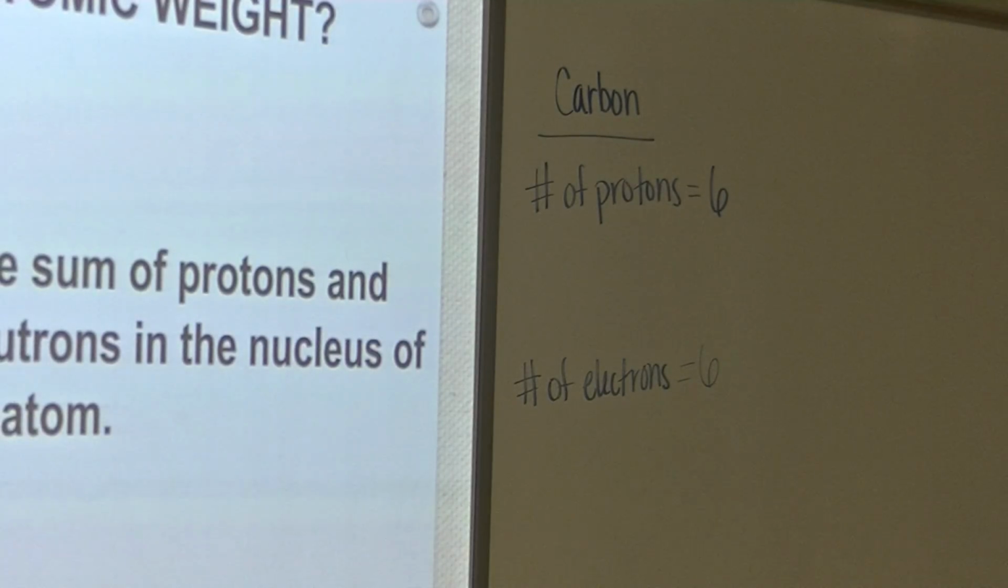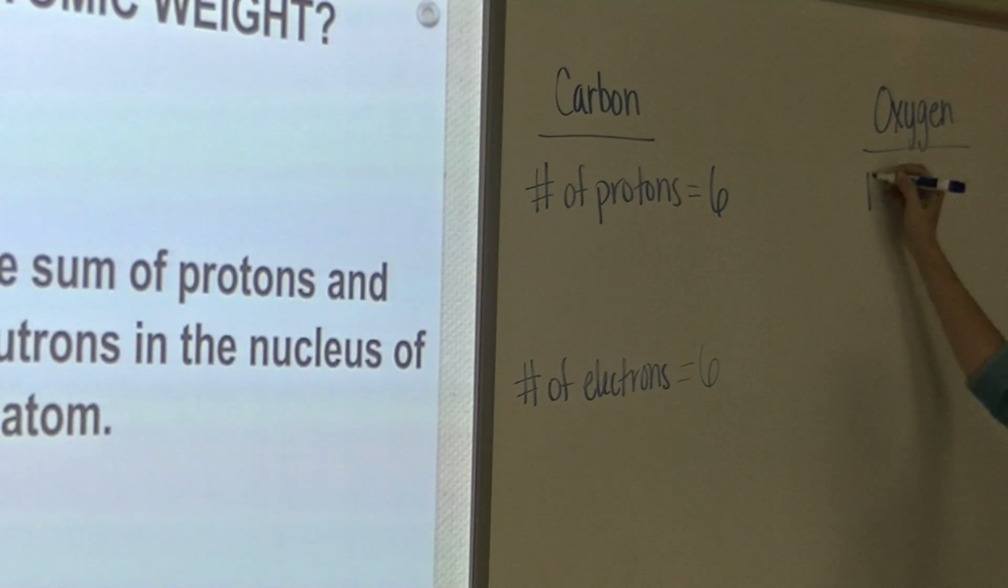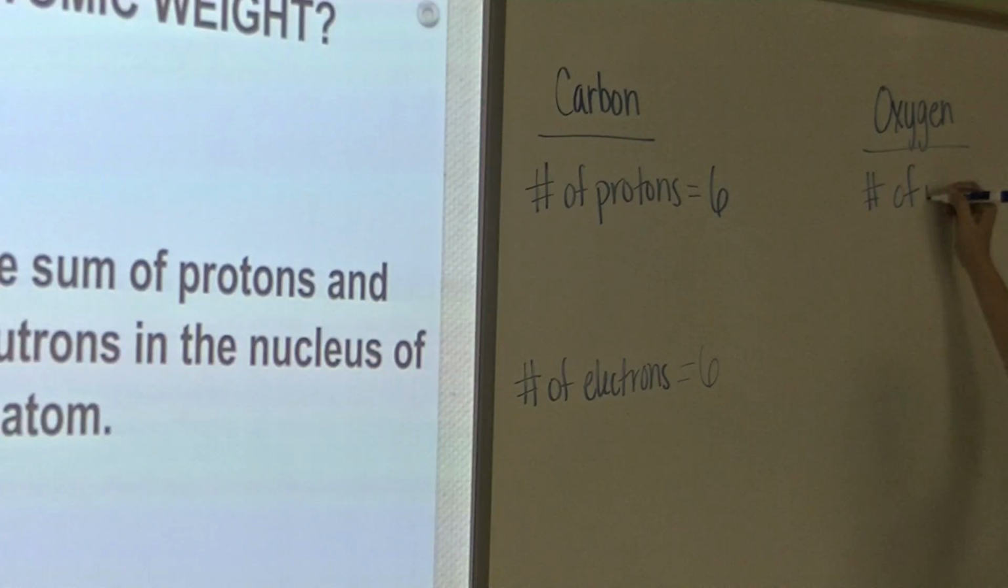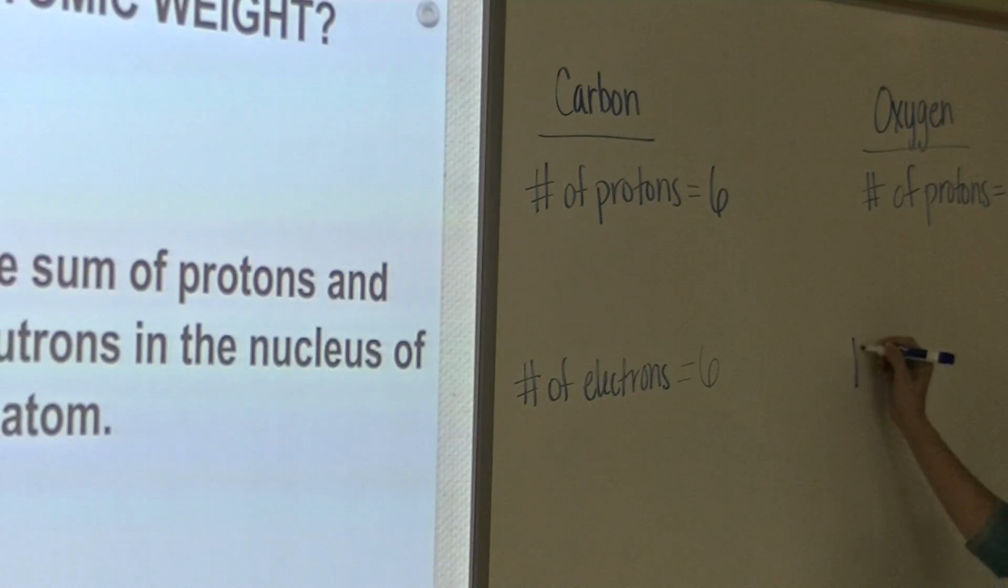Everybody see oxygen? It's atomic number 8. Okay. Oxygen has atomic number of 8. So if its atomic number is 8, how many protons does oxygen have? 8. Okay? Atomic number, number of protons, number of electrons, it's all the same.